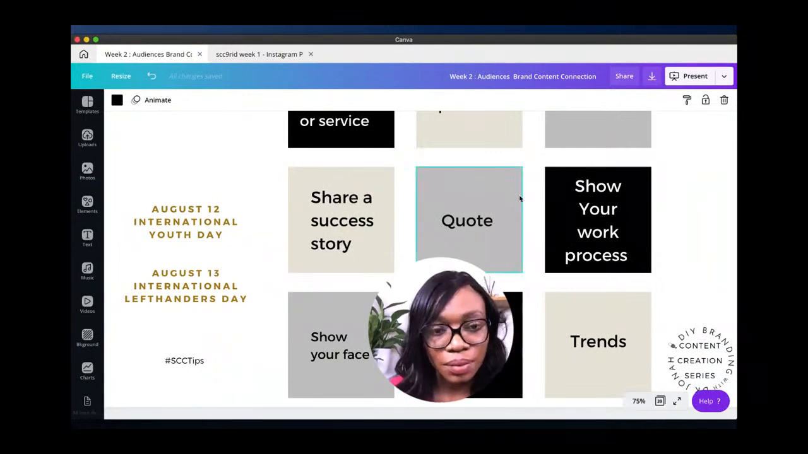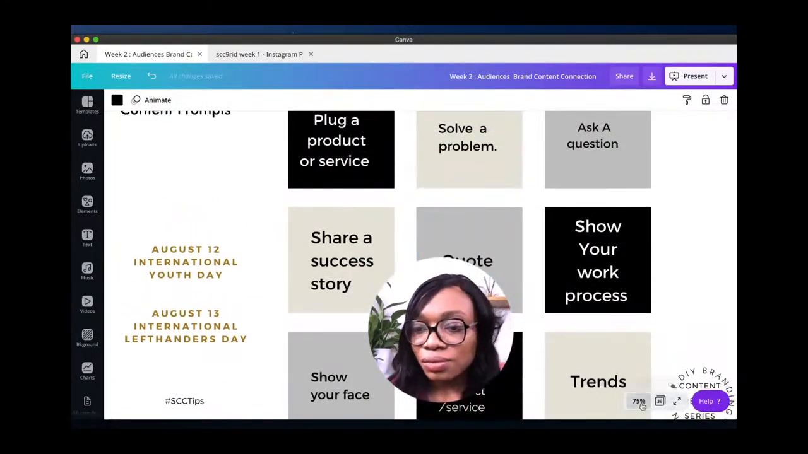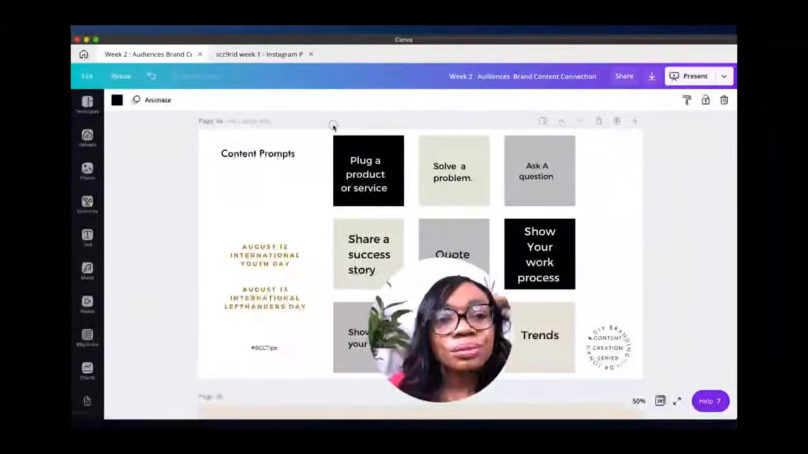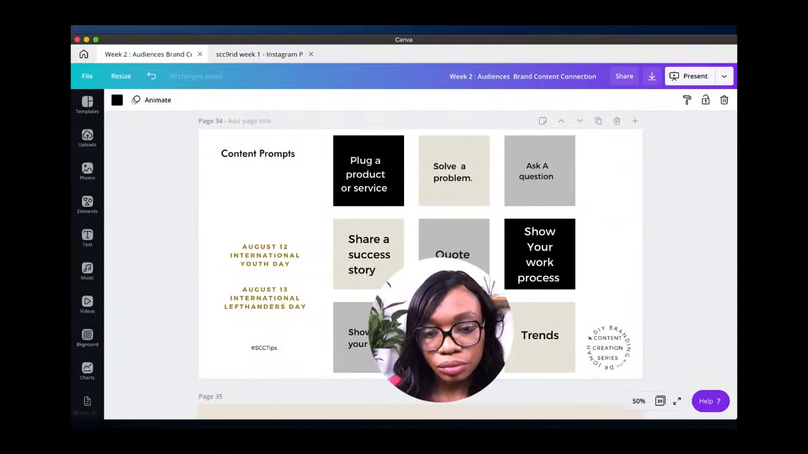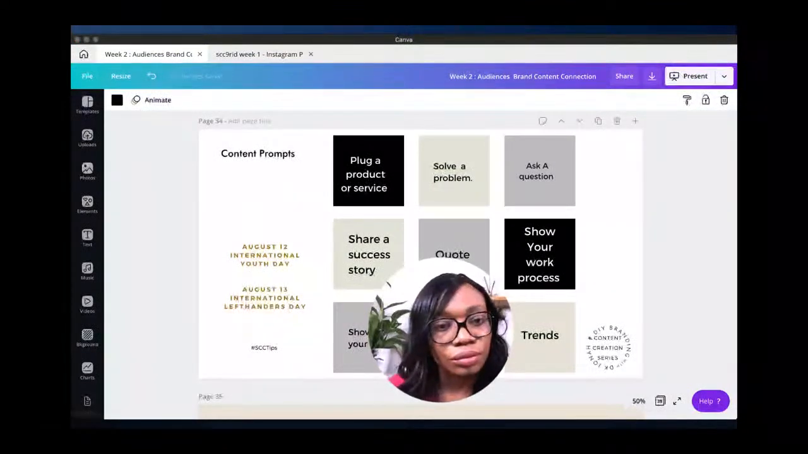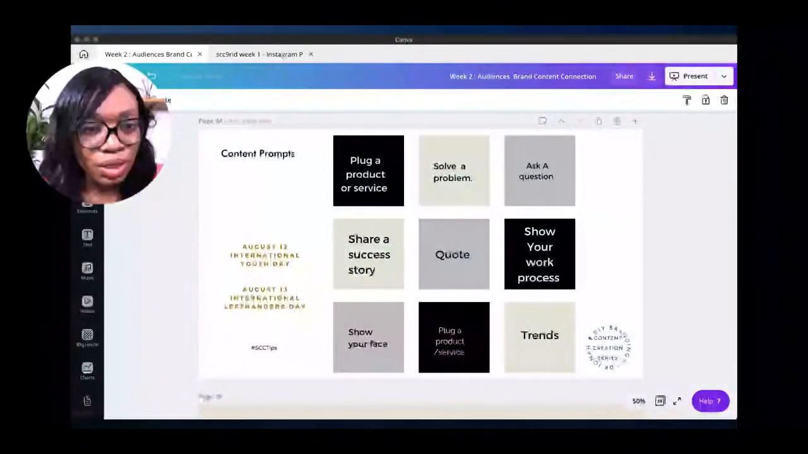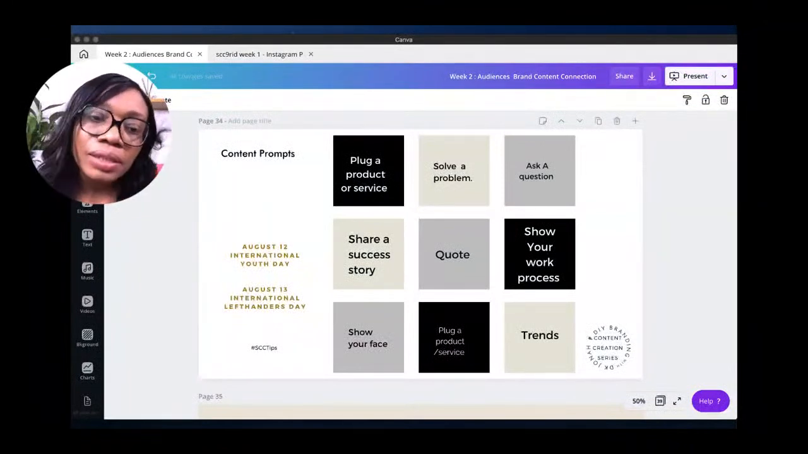So let me make this 50% so that we can all see it. All right, so this is more visible. Perfect. So this is the plan for this week, and I added something to it.